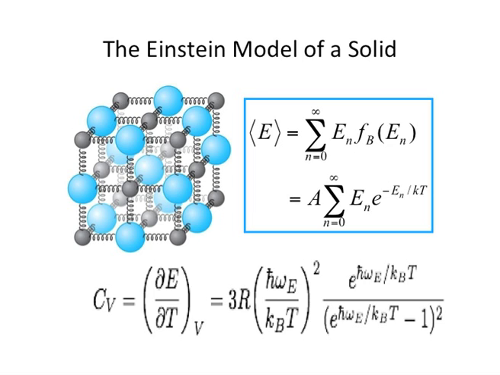Fb is a fixed one, which is equal to A sigma n equal to 0 to infinity En e to the power of minus En by kT. kT is the classical amount of energy.